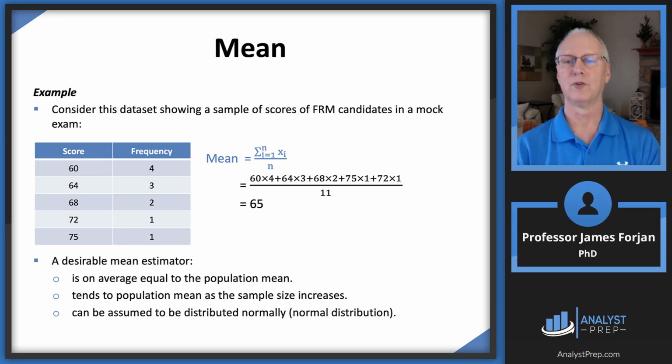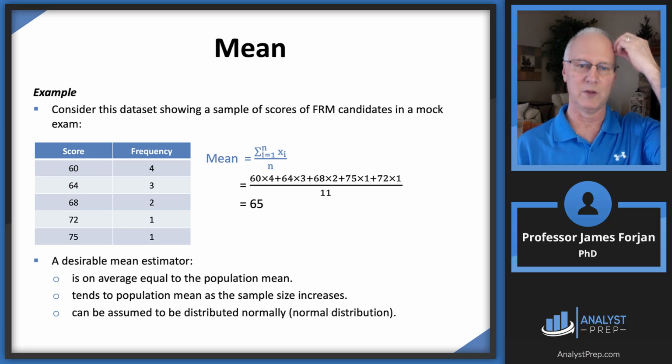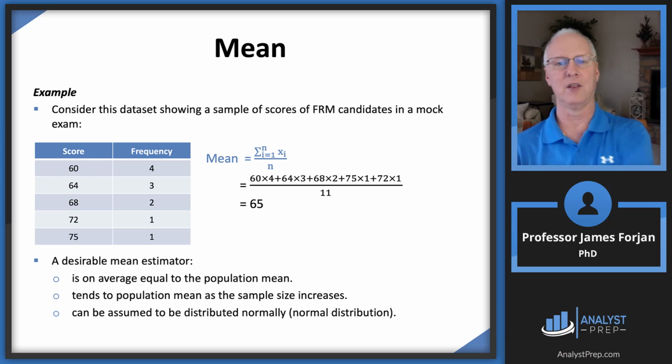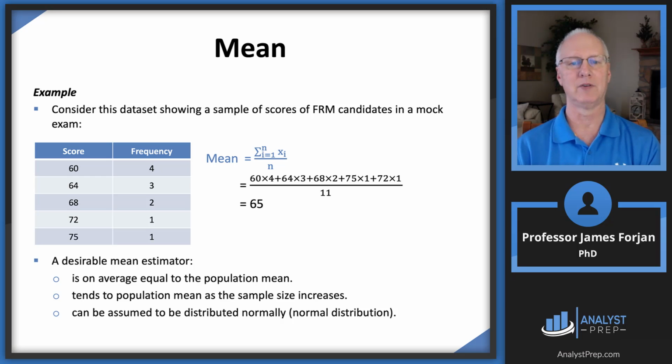sample scores of FRM candidates in a mock exam. So we have some scores down the left-hand column, and then there's a frequency. So what is 4 plus 3 plus 2? That's 9, and 1 and 1, that's 11. So we have 11 inside of this sample, and to compute the mean, we'll just add those and divide by 11, so that mean is 65.